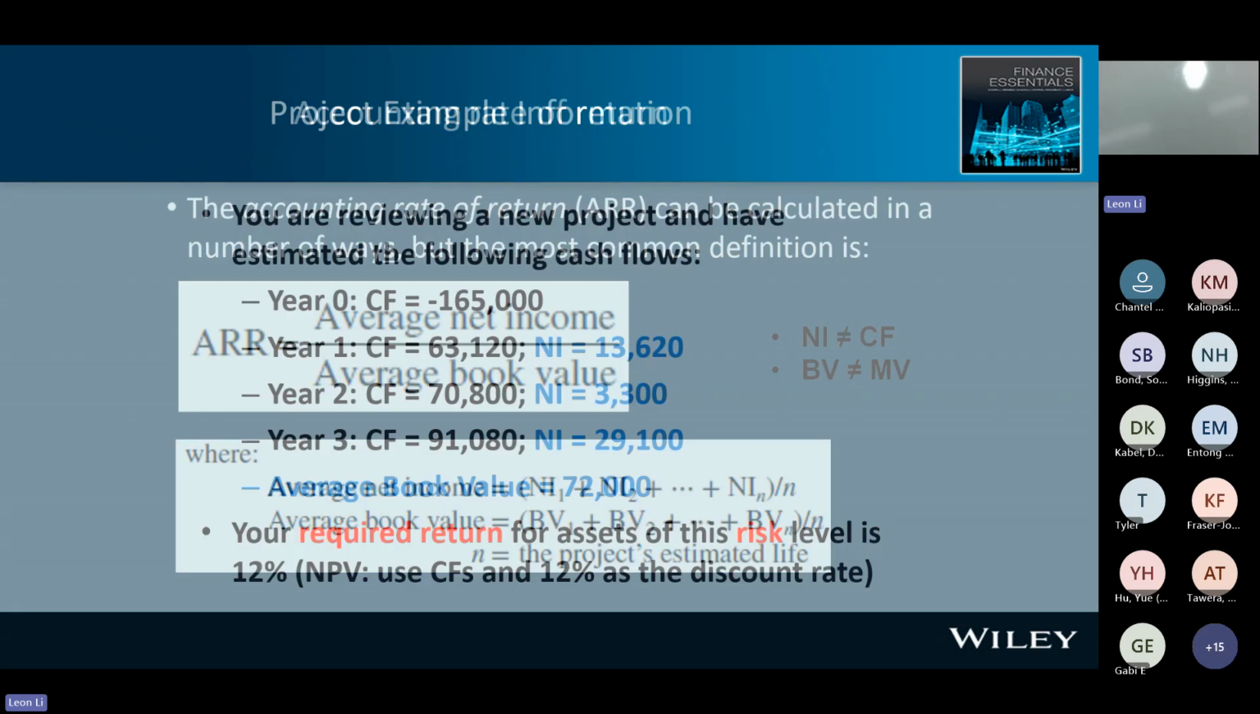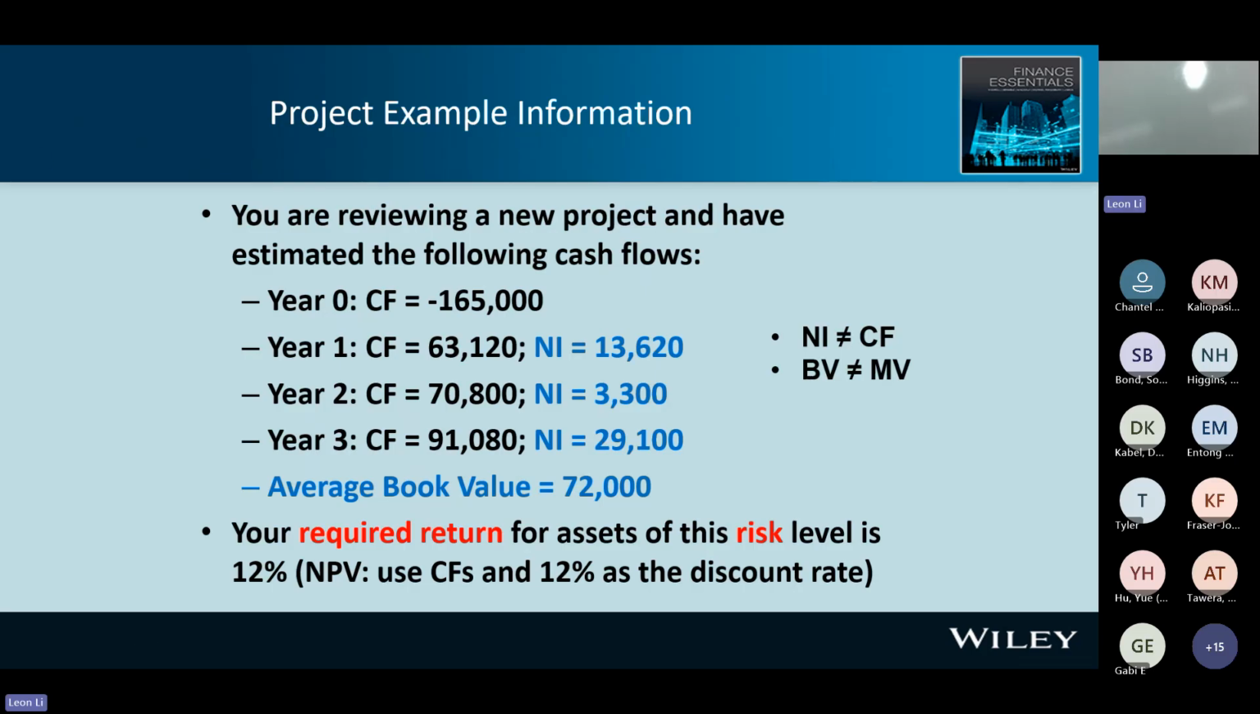So let's go to the next slide. You can see we have a 3-year project, right? We have cash flow from year 0 to year 3. But in the accounting rate of return, ARR method, we don't use cash flow, we use net income, right? So first observation, net income is not equal to cash flow. Then we have the average book value of the project. Here is the number, right?